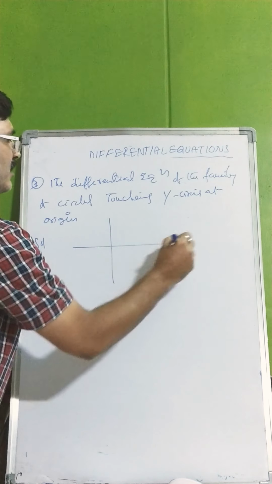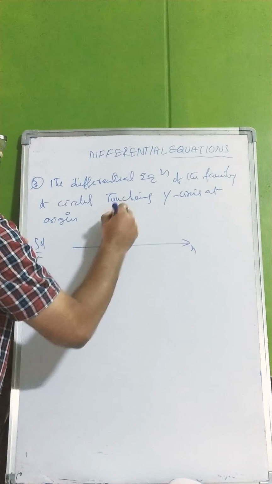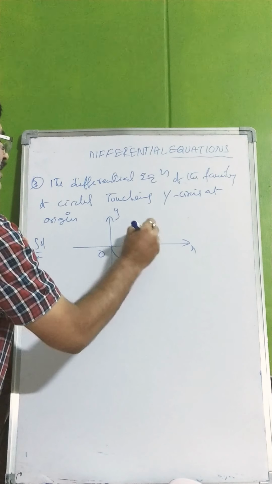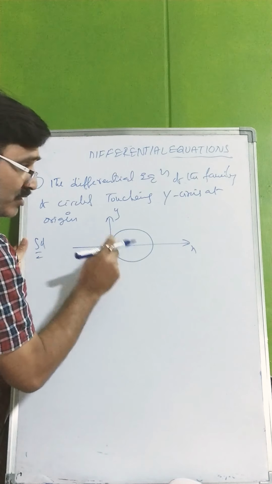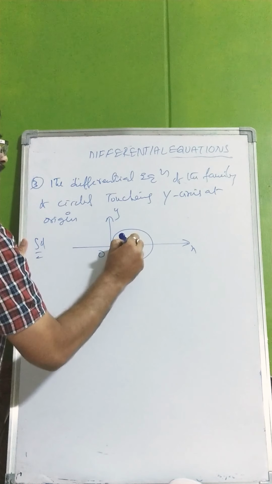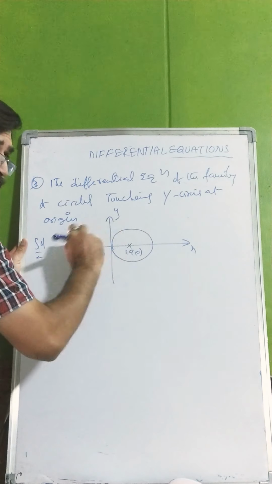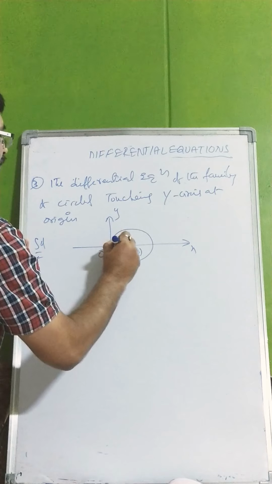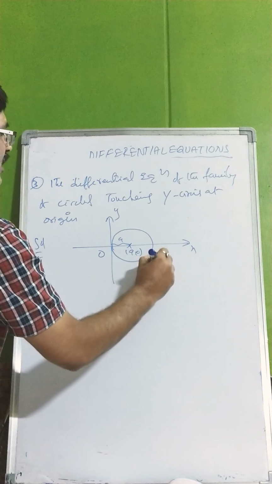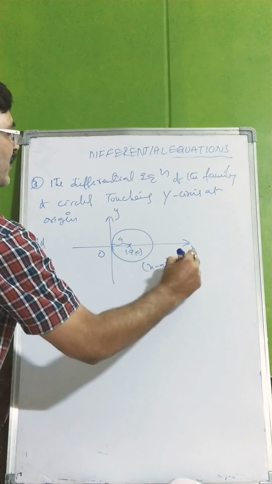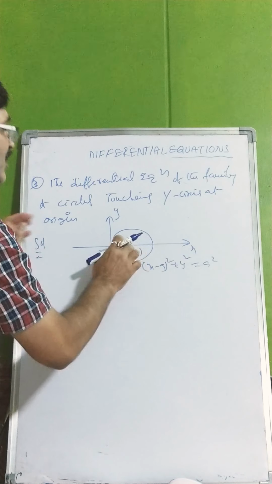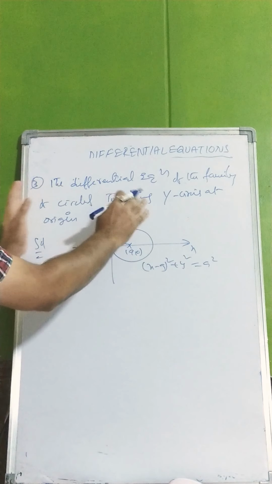What he said: this is the x-axis, this is the y-axis, origin. He said that a circle is going to touch the y-axis at origin. Definitely the center should lie on the x-axis. Therefore, this becomes the radius. So the answer is x minus a whole square plus y square is equal to a square. This is the equation of the circle, not exactly the answer for the differential equation.